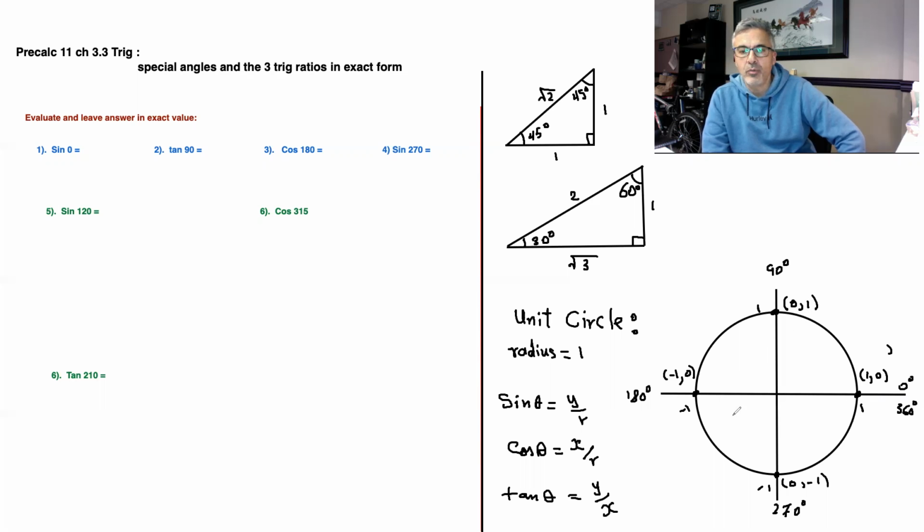So that's what you do with the quadrantal angles. We call them quadrantal because they fall right on the x-axis or the y-axis. So 0, 90, 180, 270, 360, they are quadrantal angles.